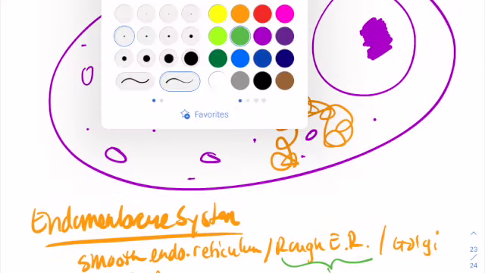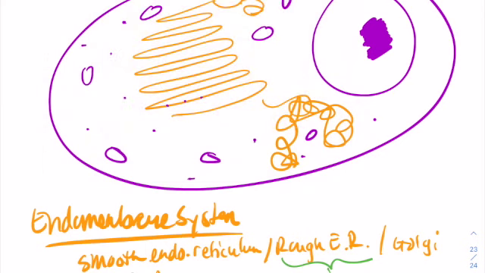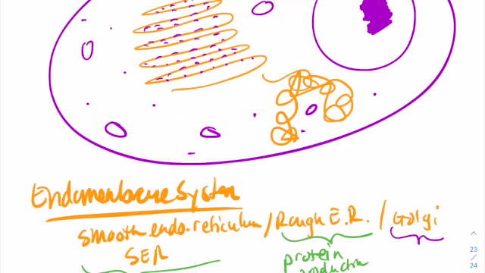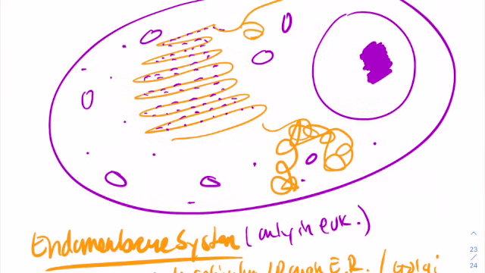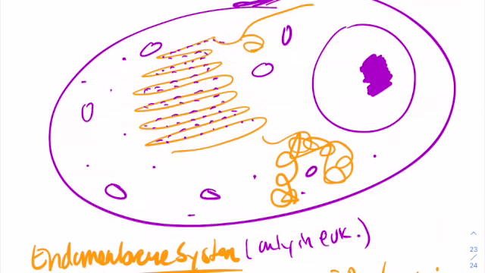And it's all about protein production because the rough endoplasmic reticulum, and this is why it's called rough, is just dotted with ribosomes, 80S ribosomes. You don't have an endomembrane system in prokaryotic cells. The Golgi, on the other hand, modifies proteins. And this endomembrane system is only in eukaryotes.